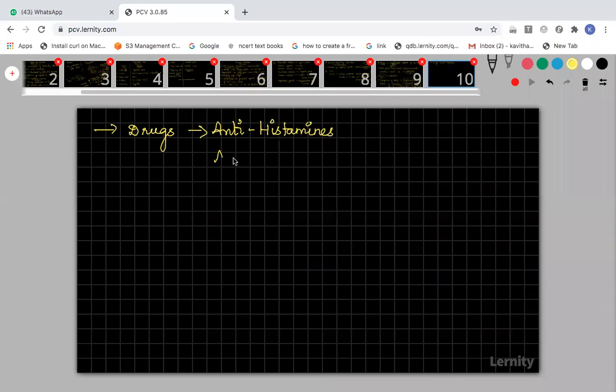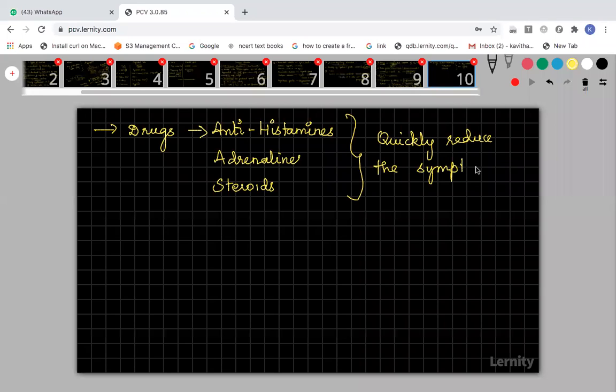Sometimes adrenaline will also be given to reduce the allergy. And some steroids will also be given. Antihistamines, adrenaline, steroids, they will all quickly reduce the symptoms of allergy, and the symptoms will vary from one allergy to another. Let me tell you what the different types of allergy are. I will tell you now.